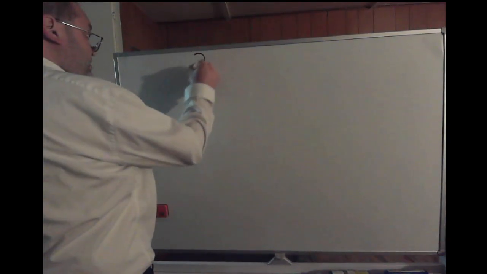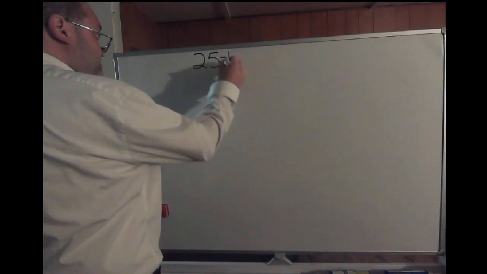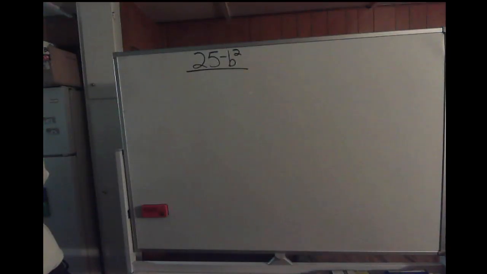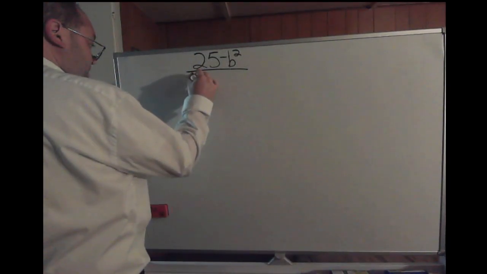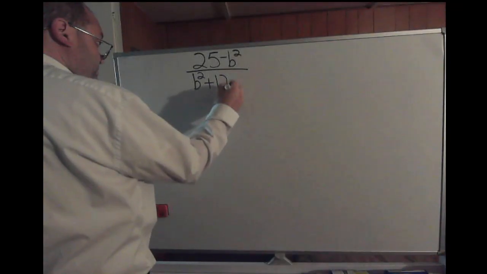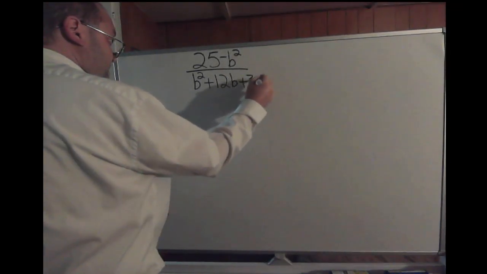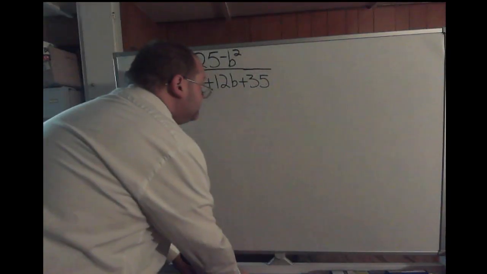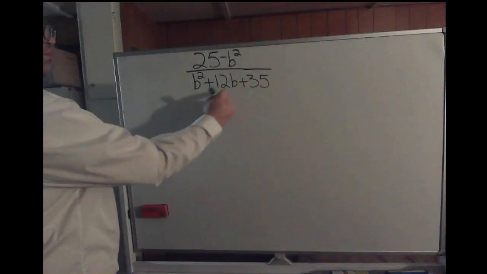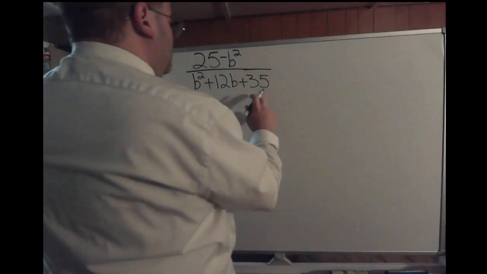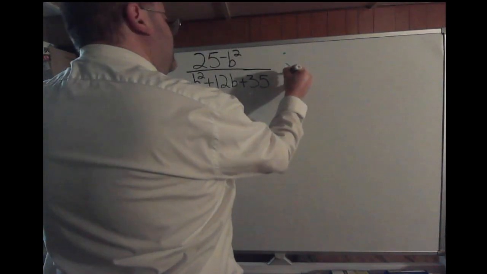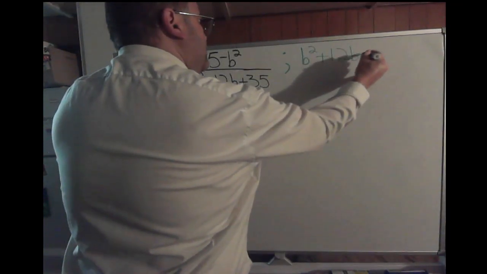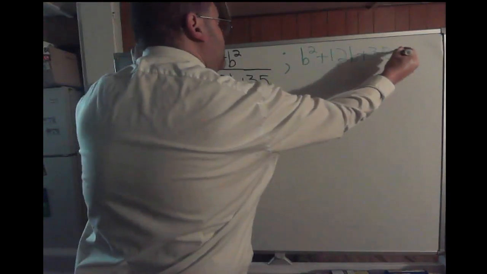Alright, let's see. We have 25 minus b squared all over the quantity of b squared plus 12b plus 35. Well, first take your denominator, set that equal to 0. So you take b squared plus 12b plus 35, set that equal to 0.